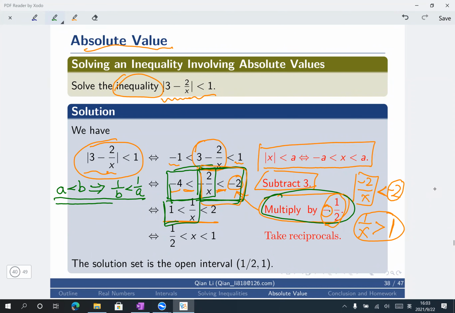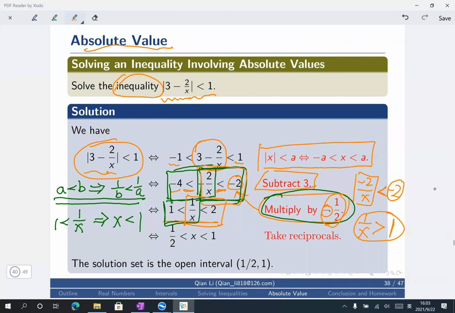So if we use this property, let's say 1 is smaller than 1 over x, then we can get x is smaller than 1, right? Yes. Okay, let's look at the inequality on the right.